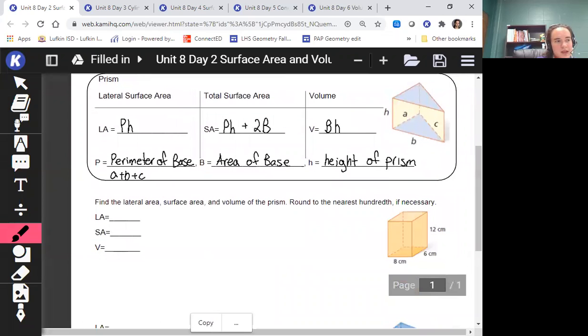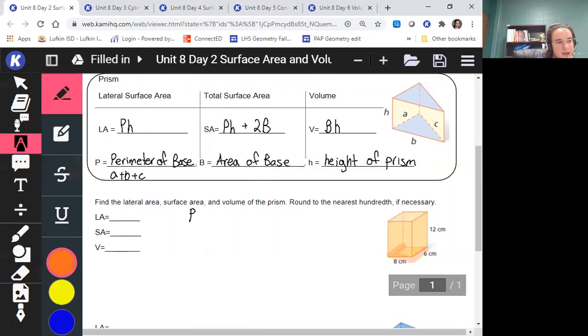When we work these problems, I need you to figure out which part is your base. I need you to find your perimeter of that base and your area of that base. And I need you to figure out what your height is for your overall prism. So on this next one, we're finding the lateral area, surface area, and volume of this prism. And we need to find the perimeter of our base. Our base, again, is the rectangle that it's sitting on.